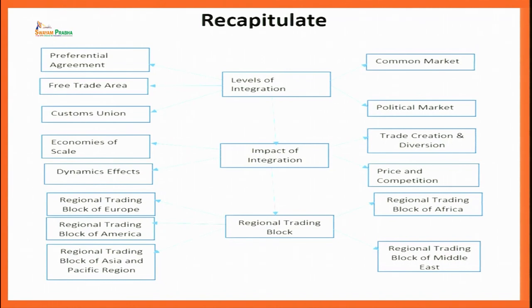People started forming the blocks in order to facilitate trade and help countries come out from the devastating impact of the world war and any sort of crisis or negative balance of payment taking place in any country. Certain regional blocks were also taken into consideration, like the regional trading bloc of Europe, where the European Union was emphasized. The regional trading bloc of America was also considered, particularly NAFTA, which was studied in depth. The regional trading blocs of the Asia and Pacific region, like SAARC, ASEAN and APEC, were discussed, and the blocs of Africa and the Middle East were also covered in the previous lecture.